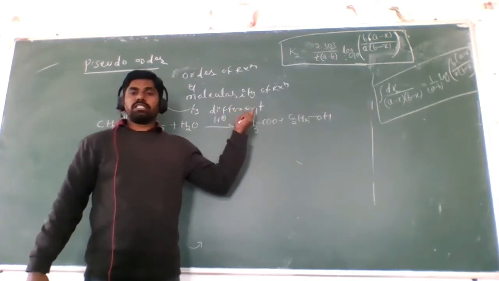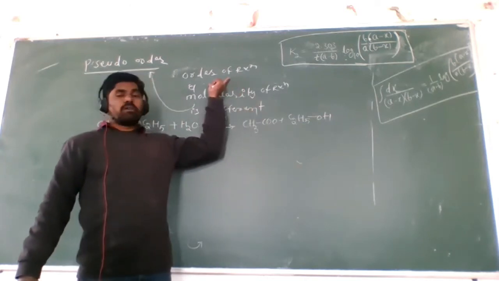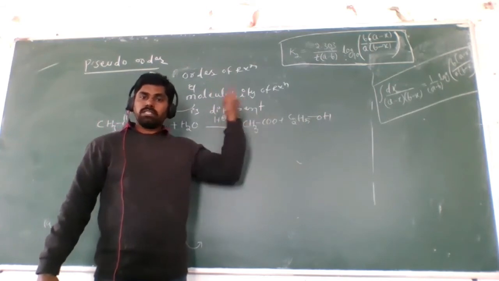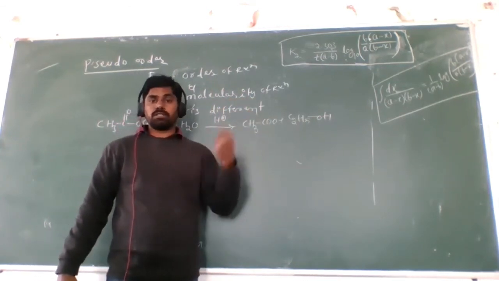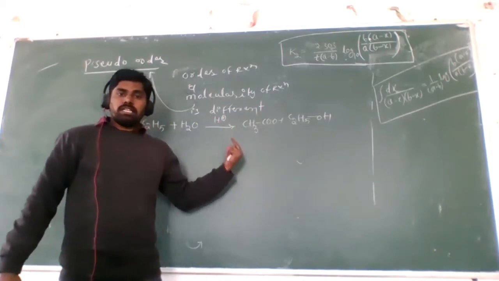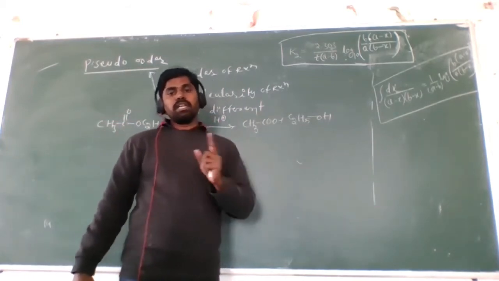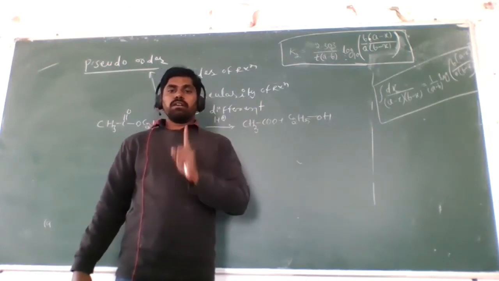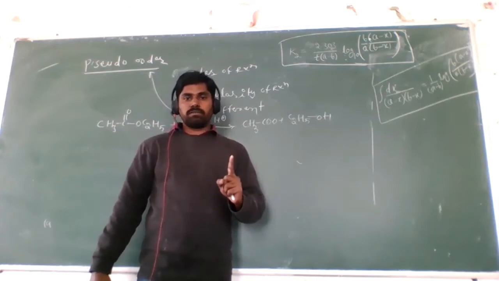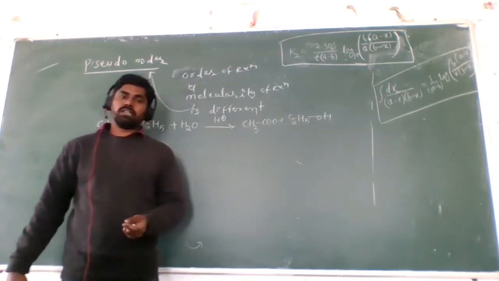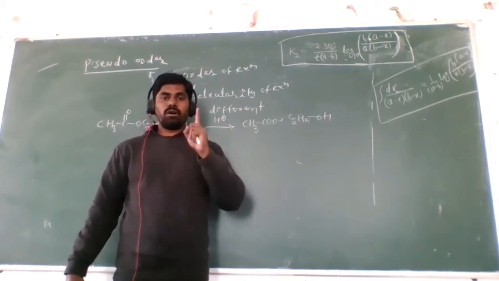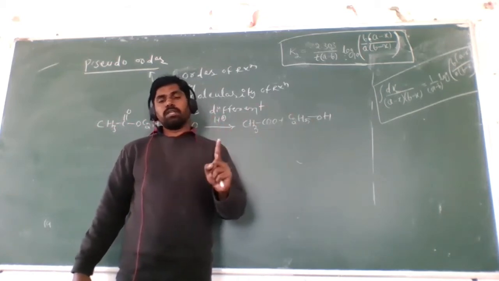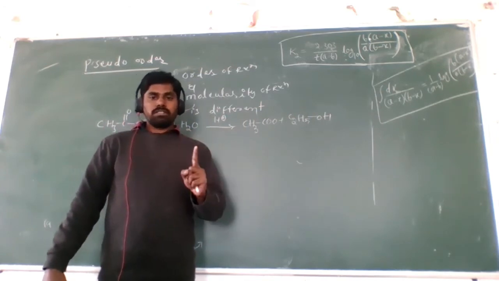What does pseudo order reaction mean? In the reaction, the order of reaction and molecularity of reaction are different. What is a pseudo first order reaction? In the reaction, the reactants may be two or more than two, and the order of reaction is one. Is that clear? That reaction we call the pseudo first order reaction. Order is 1 there. If two reactants are involved, the order of that reaction is 1.